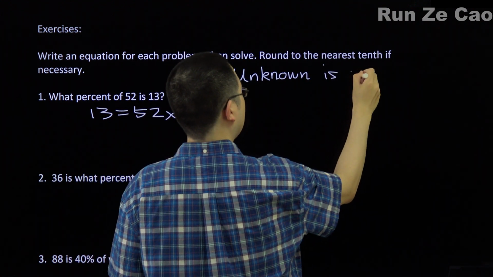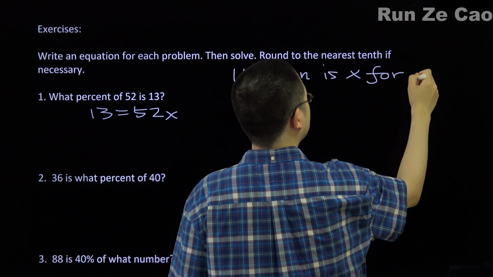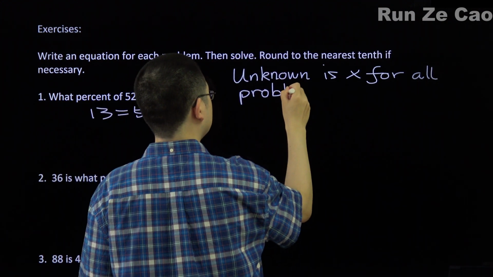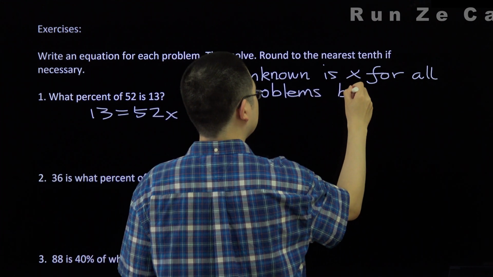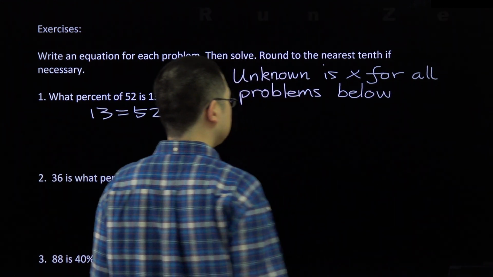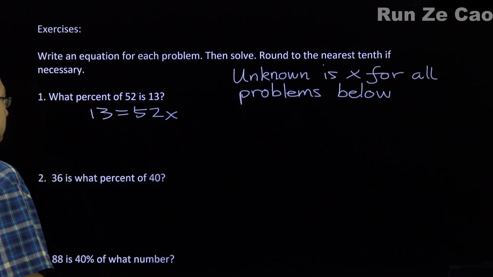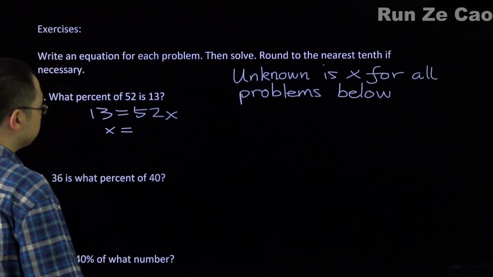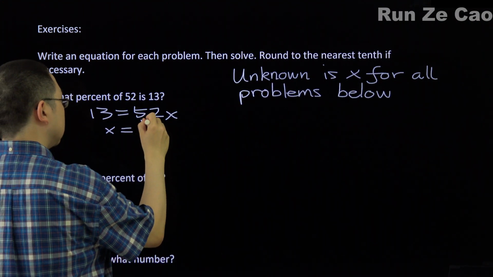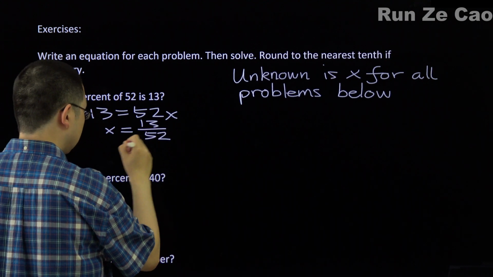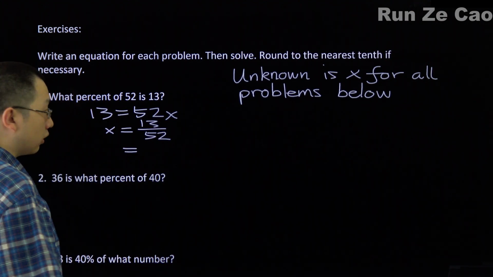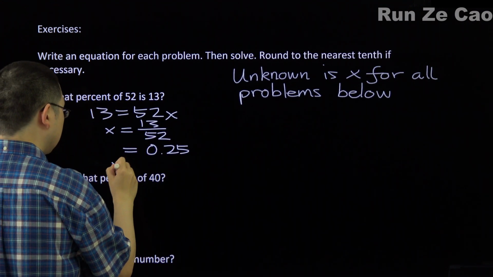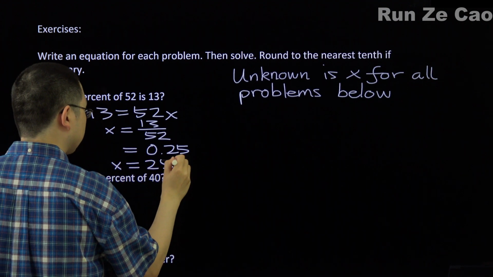Unknown is x for all problems below. So, x is equal to 13 over 52, which is 1/4 or 0.25, but wait a second, it says what percent? Therefore, x is equal to 25%.